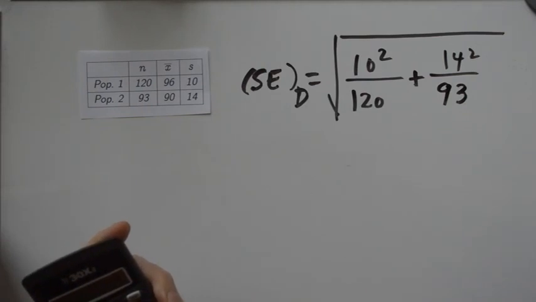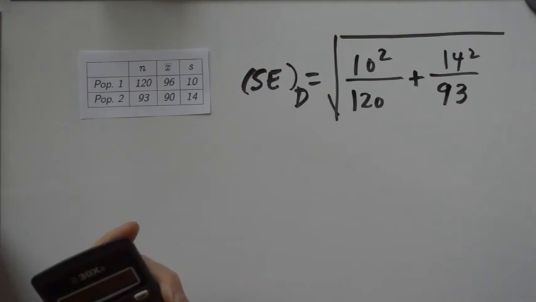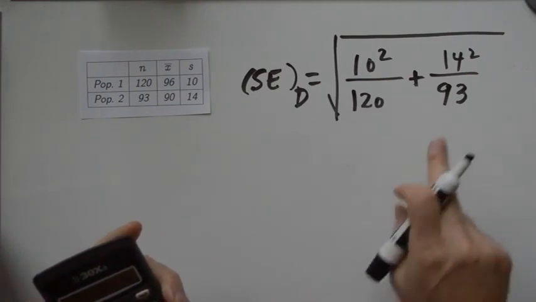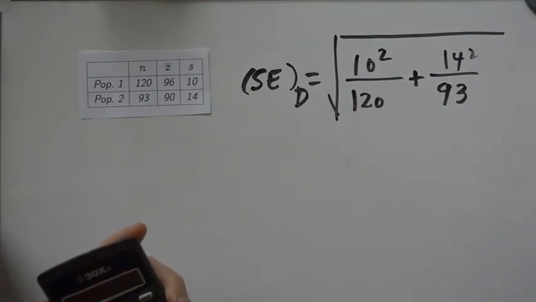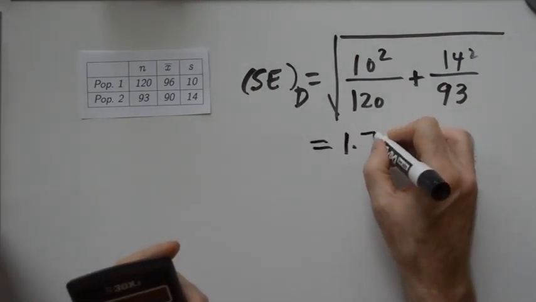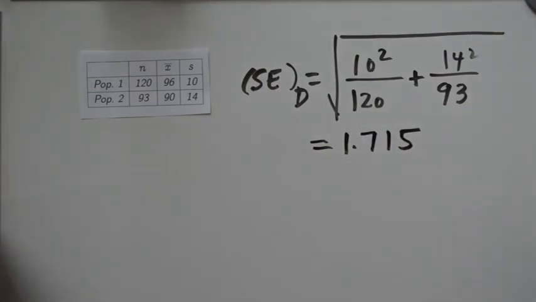I'm going to store that. And I'm going to do 14 squared divided by 93, and I'm going to add to that what I had in memory. So this sum here is on the order of 2.94. I have to take the square root of that. I end up with a standard error of 1.715, and that'll be good enough for our purposes. Okay, so that fulfills part one of the problem.